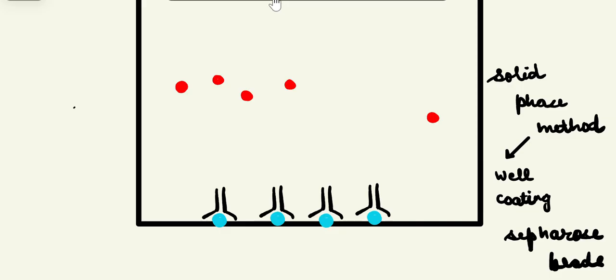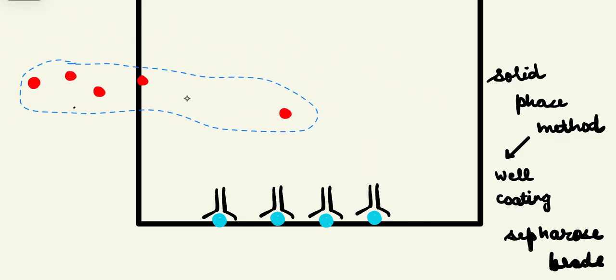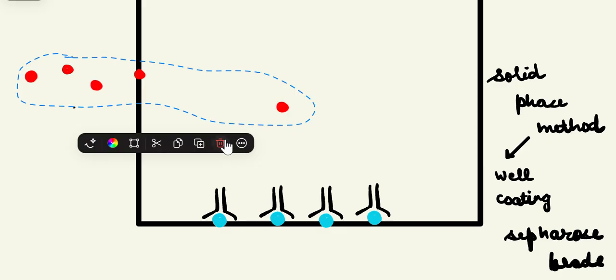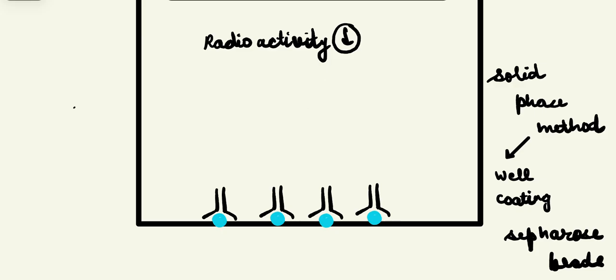Now we will do the washing step. In the solid phase method, we do washing, wherein this, because it is not attached, will be removed eventually. So as it is removed, only this part is left, and we say that the radioactivity which was present earlier has now decreased and become nil if the concentration of hormone was very high.